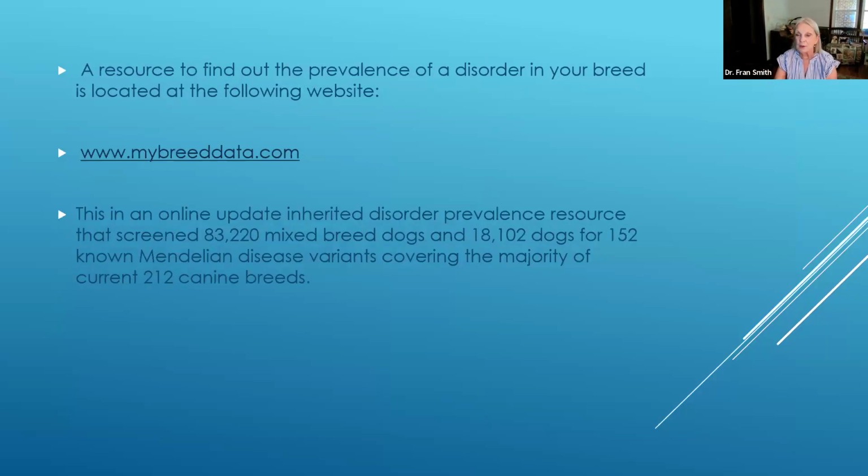A resource for all of you to find out the prevalence of a disorder in your breed is located at this following website. If you want something fun to read and challenging, before I took all these antihistamines, I read this. Go to www.mybreeddata.com, and it's an online update. It's updated very frequently. It's a prevalence resource that screened over 83,000 mixed breeds, 18,000 plus dogs for 152 disease variants covering the majority of 212 breeds.